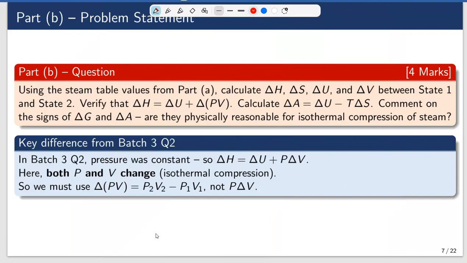Okay, now the part 2 question. Using the steam table values, in part A calculate del H, del S, del U and del V between state 1 and state 2. Verify that del H is equal to del U plus delta of PV, calculate the Helmholtz free energy change, equal to del U minus T delta S, and comment on the sign of del G and del A. Are they physically reasonable for isothermal compression of the steam? That we have to tell. This is actually batch 3 Q2, which we already solved in the earlier problem, so you can check that.